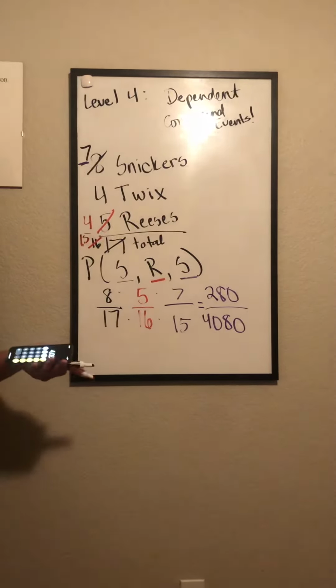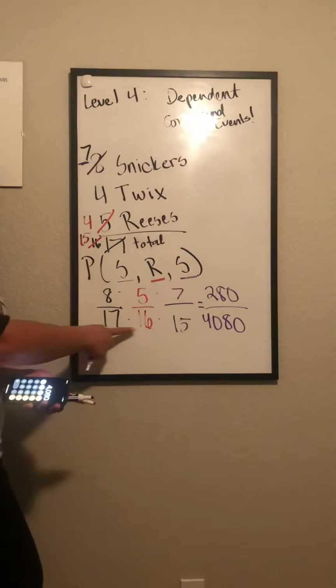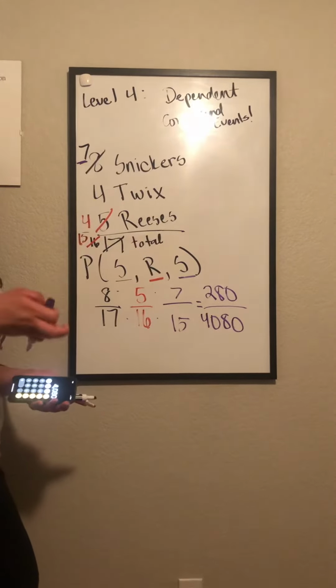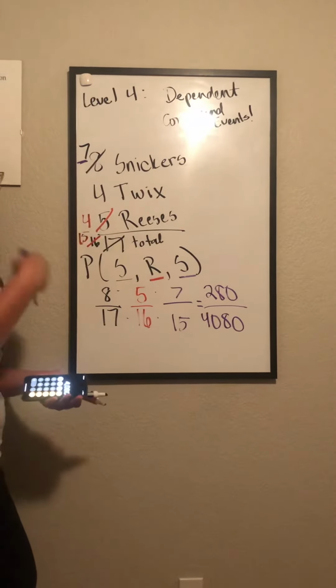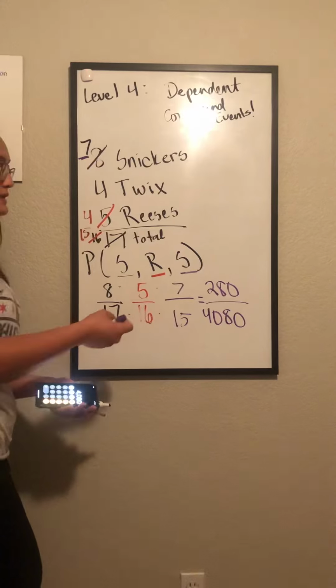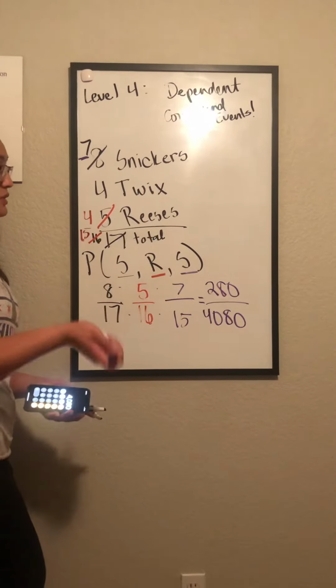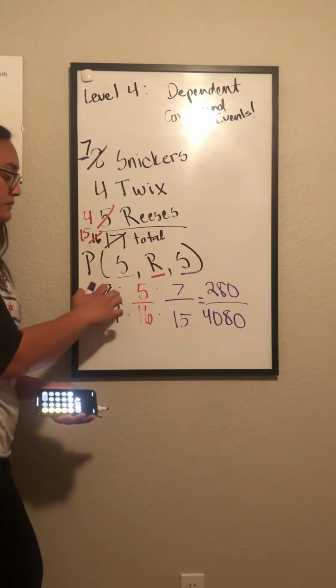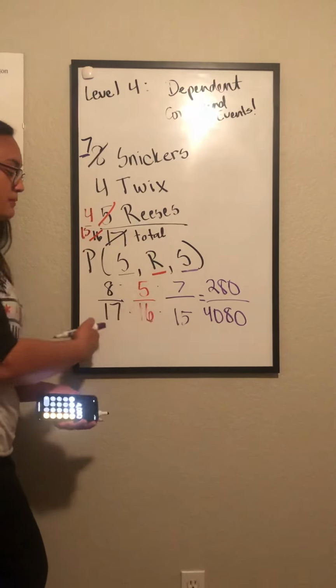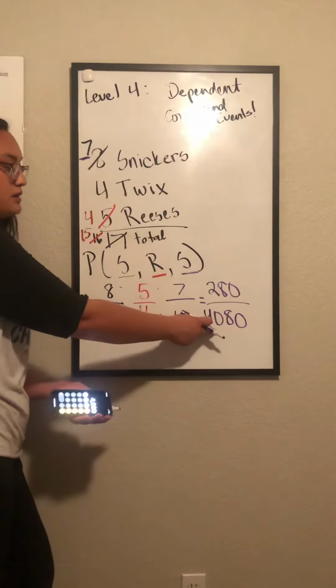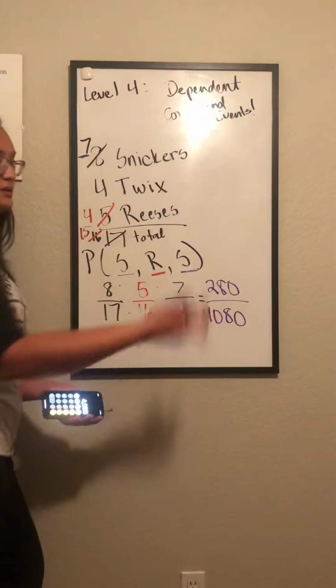The biggest thing for you guys to remember is that this should have decreased by 1 every time because you're eating a candy, so the total number of candies you have is going to decrease. And then do not forget that you need to multiply these numbers. Multiply the ones on top, multiply the ones on bottom, and then you're solid. So we'll accept this answer, but you can also reduce.